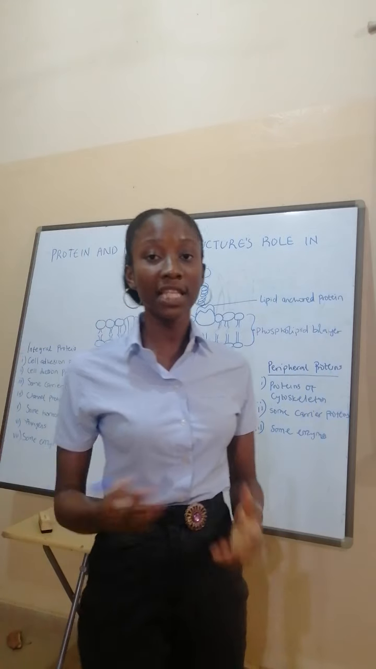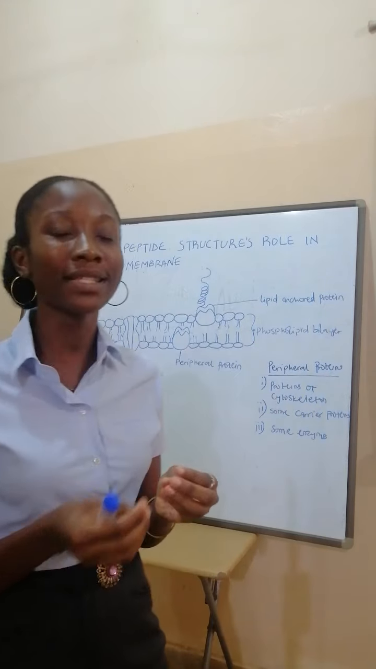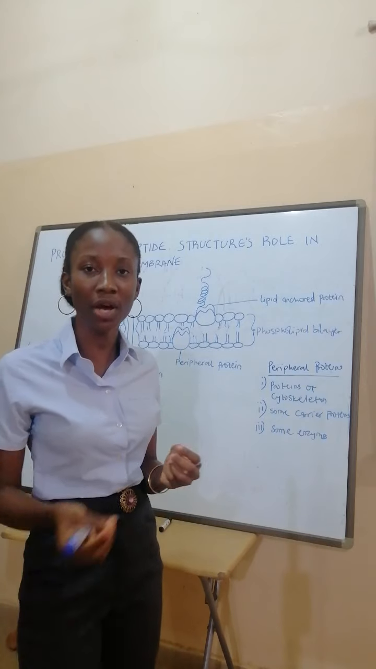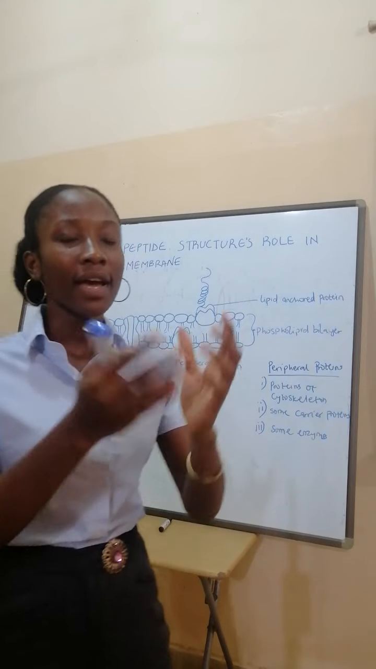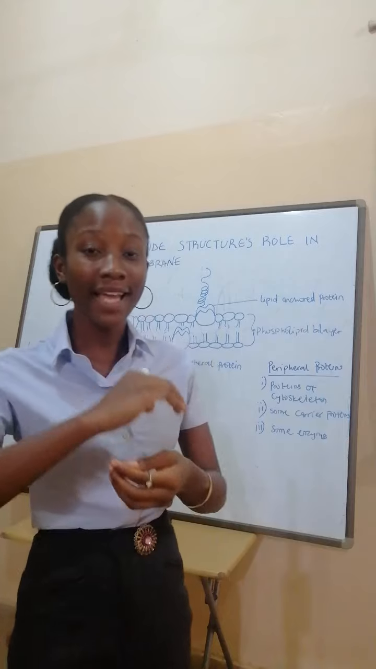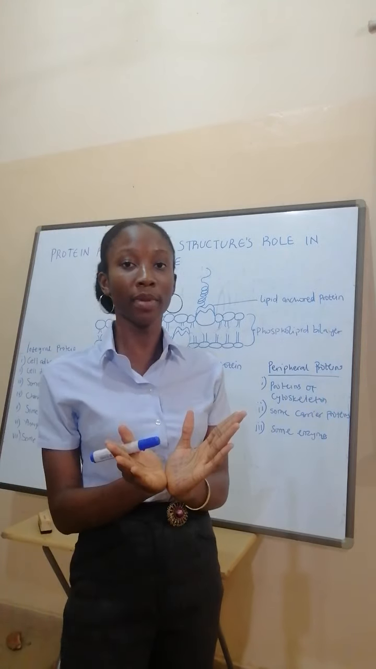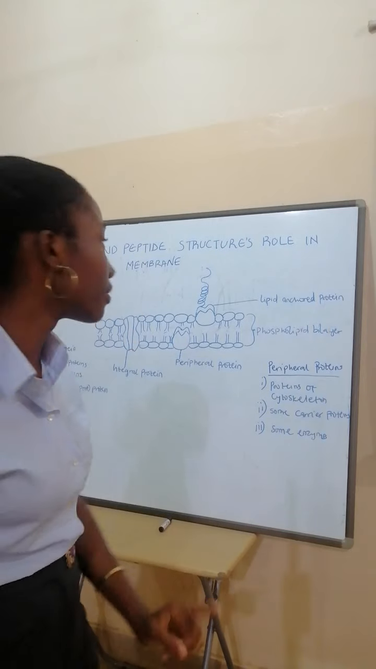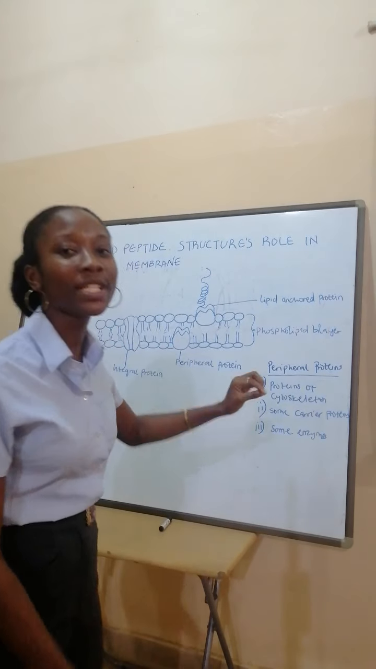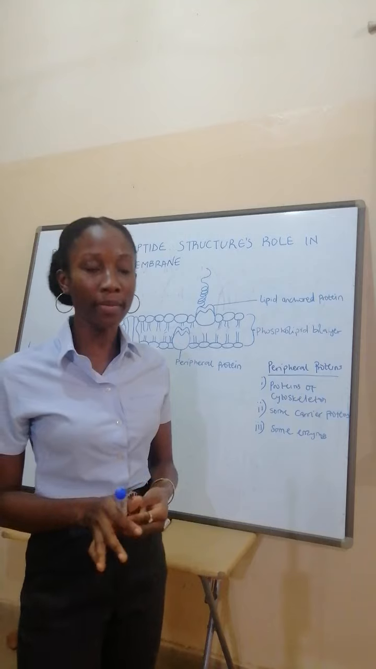Now, every living thing is made up of a cell. The cell is the basic structural and functional unit of life. Every cell is made up of a cell membrane, but we would not be talking about the entire cell membrane today. We'll just be focusing on the proteins which are part of the cell membrane.